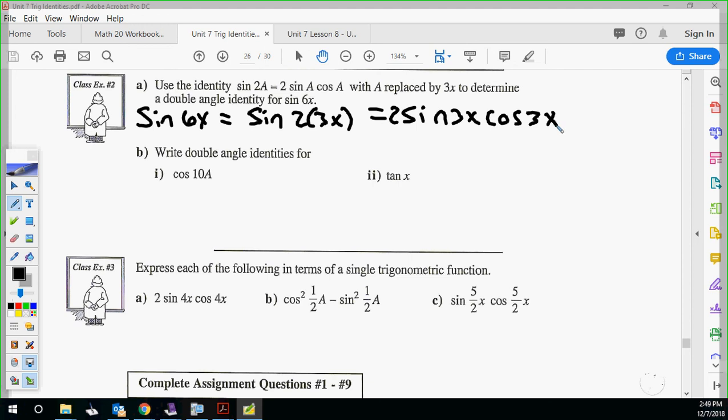Cos 10a. How can we write that one? Same directions. Right. Cos 2 times 5a. So that means it's a cos one now, so we're using the cos one. It's going to be cos squared 5a minus sine squared 5a. Because that's the cos one, right? Because we're in the middle now. We're doing the cos double angle.